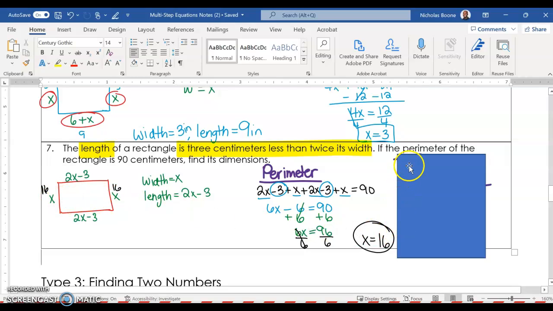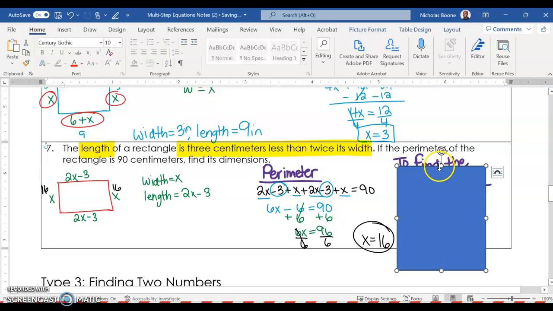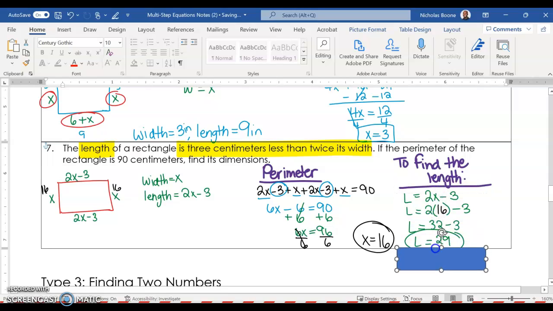So in order to find the length, we're going to take that 16 that we found for x, and we are going to substitute it back into our equation. So if you look here, notice, in order to find the length, we're going to take the original equation that we had, and we're going to plug in 16. So we're going to do 2 times 16 minus 3. 2 times 16 is 32, and then 32 minus 3 gives us 29. So that means our length is going to be equal to 29. The width is 16, but then the length is 29.